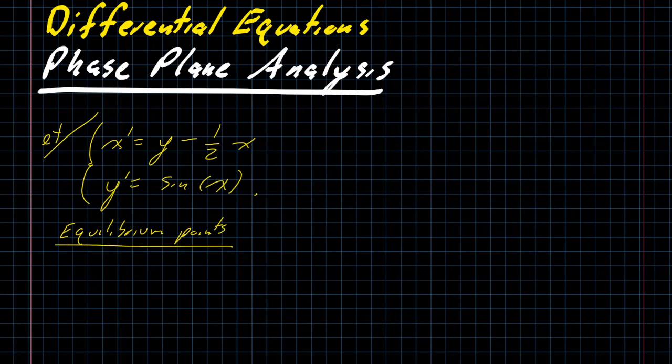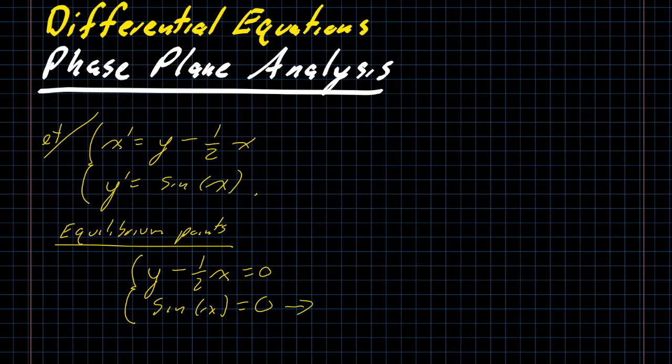Equilibrium points occur when x prime and y prime are both 0. So that gives us a system of equations to solve. Y minus 1/2 x equals 0, and sine x equals 0. It's a nonlinear system, which is kind of annoying, but at least it's not that interconnected.